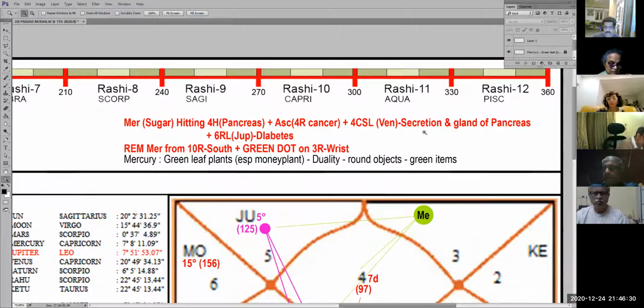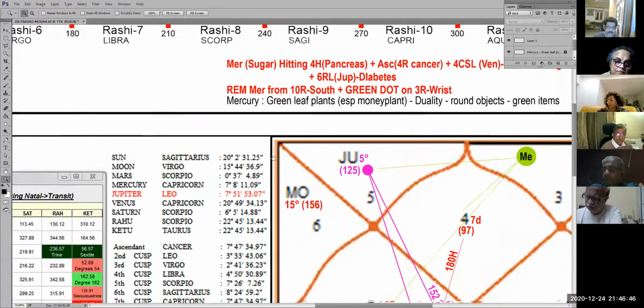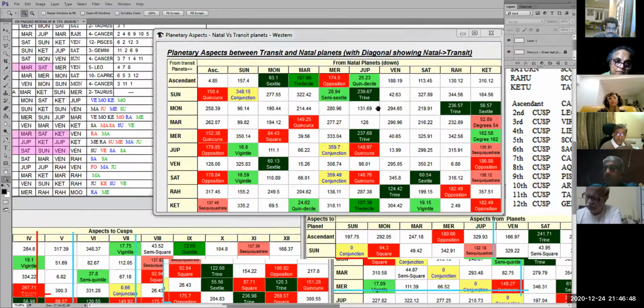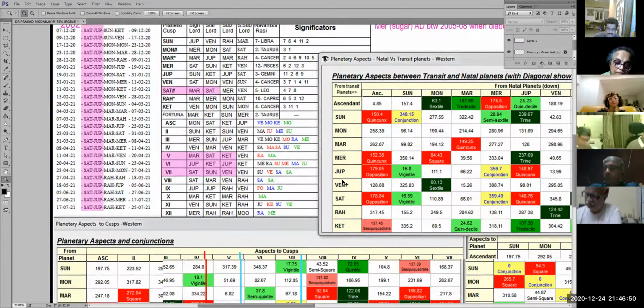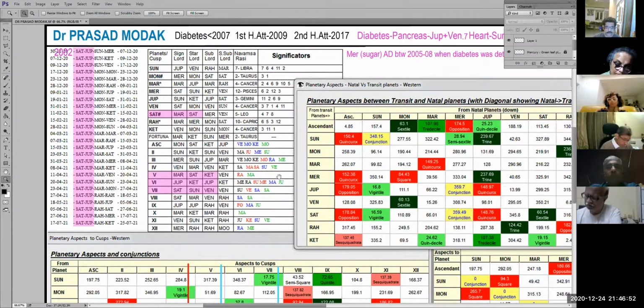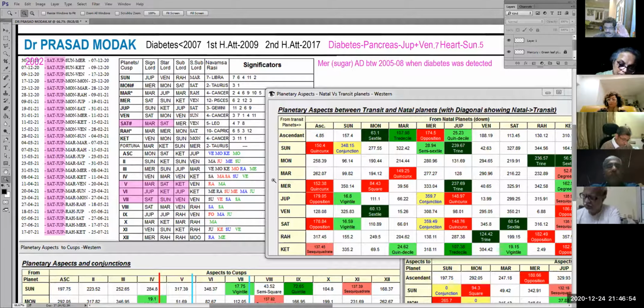Venus equals secretion and the glands of the pancreas, or the pancreatic glands. Jupiter is basically the Karak Tattva of diabetes. Now, as always, we first go and check the Vimshottari Dasha. But frankly speaking, Vimshottari Dasha in this case will not make sense, because it is a long-standing thing. It happened almost 13 years back.